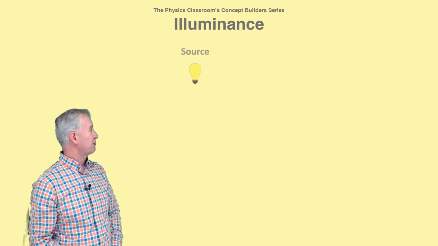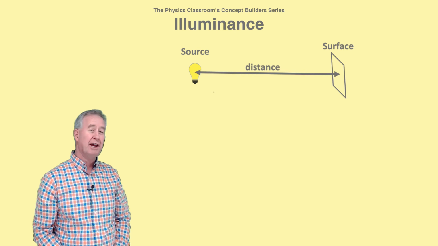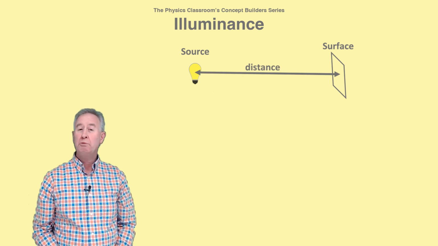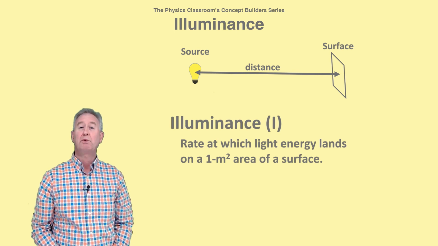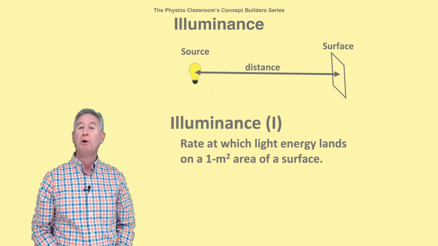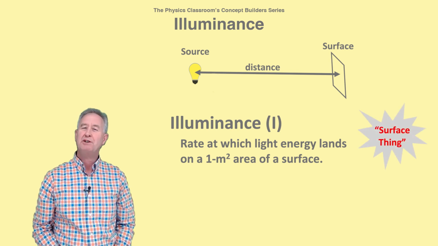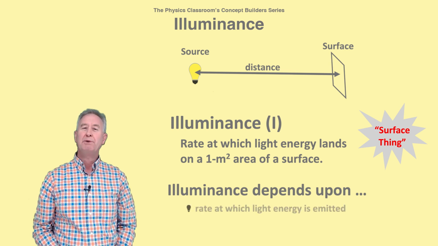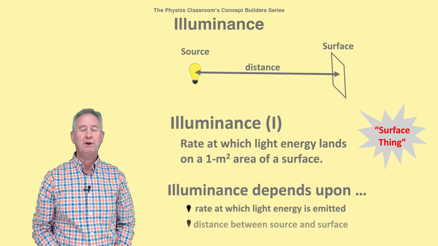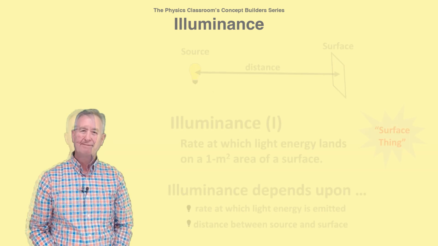Suppose you have a source of light, a lit bulb, and a surface some distance away. Light from the bulb will illuminate or shine upon that surface, and illuminance is the rate at which light energy lands upon a 1 square meter area of the surface. Illuminance is a surface thing, and it depends on two variables: the rate at which light energy is given off by the source and the distance between the source and the surface.